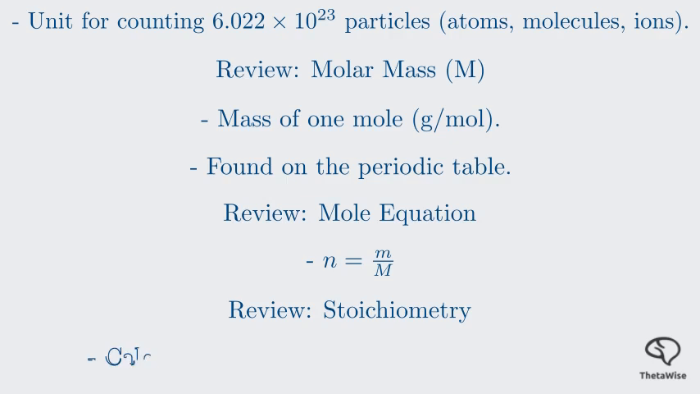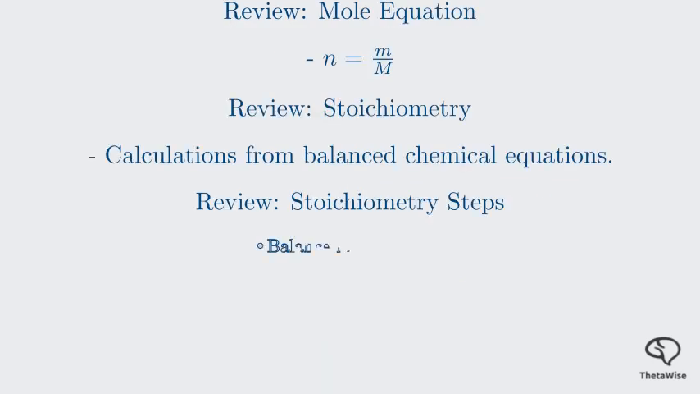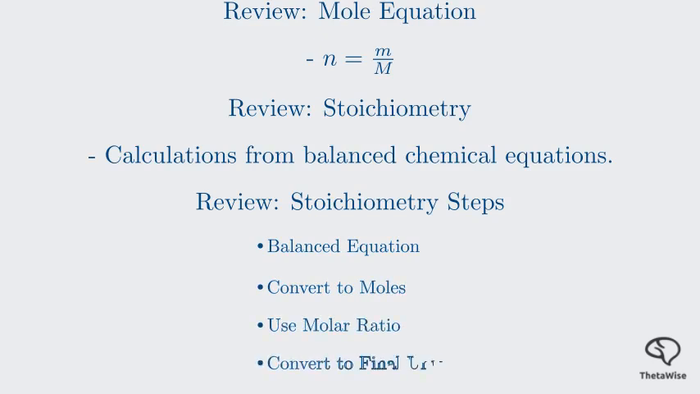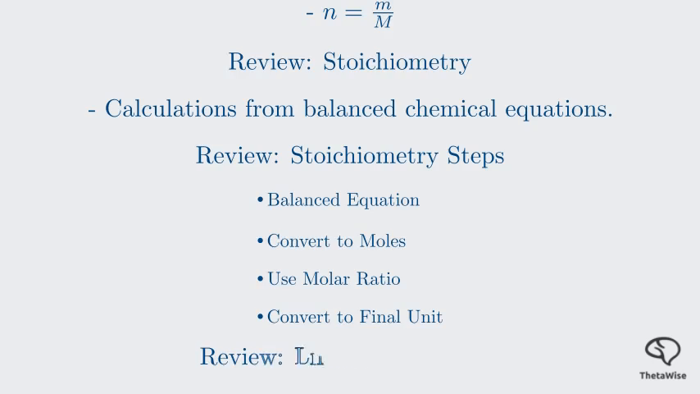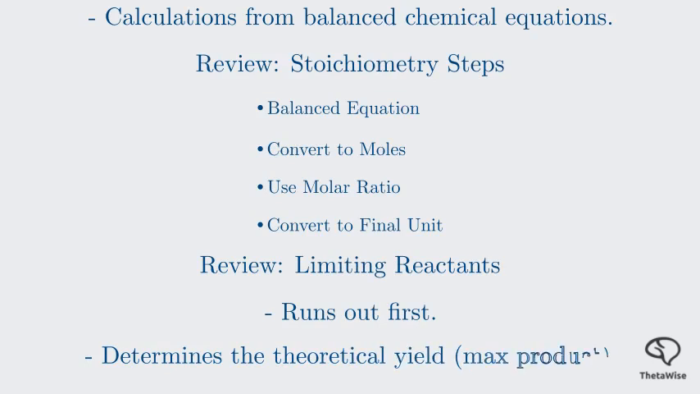Then we moved on to stoichiometry, which is the art of performing calculations with chemical equations. The key to stoichiometry is converting everything to moles, using the coefficients in the balanced equation to form a molar ratio, and then converting out of moles to find the answer. And finally, we learned that the limiting reactant is the one that runs out first and determines the maximum amount of product, called the theoretical yield. I know this is a lot, but you have built an incredibly powerful foundation today. These concepts are the engine that drives so much of chemistry.